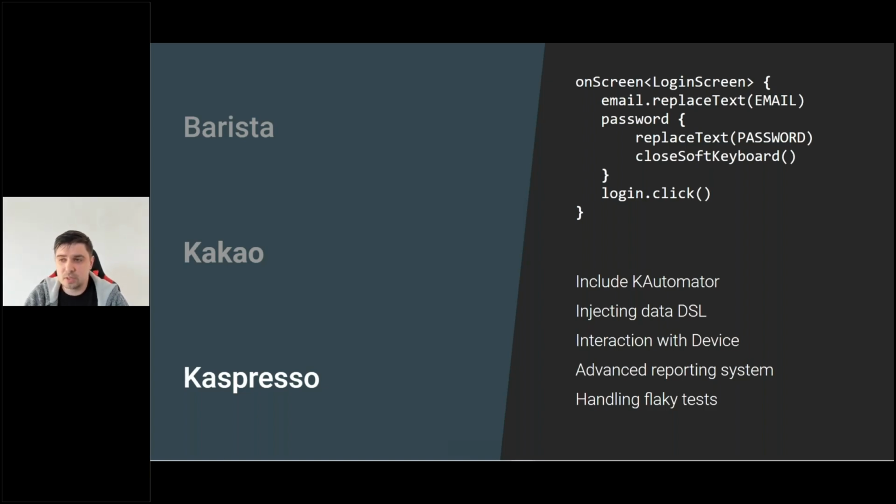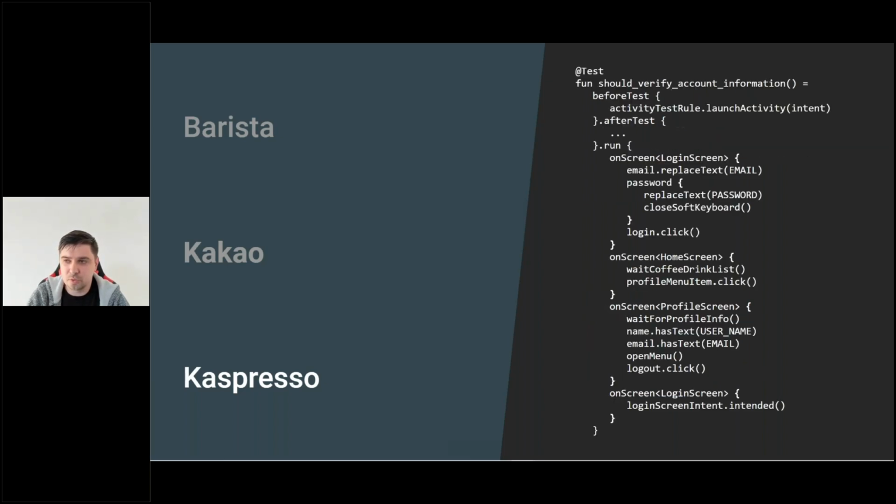And it also has additional DSL for operations before and after the test. It can interact with the device because of K-Automator. And it has a really advanced report system which allows you to generate pretty beautiful reports. And here you can see that in addition to our DSL, we have a few more functions like before test, after test, and run, which allow us to prepare the whole environment in a pretty clear way.